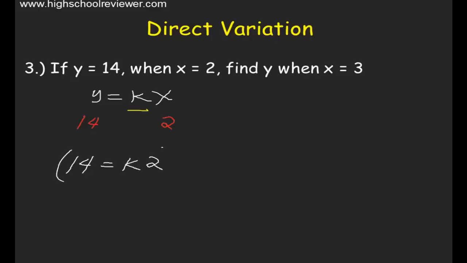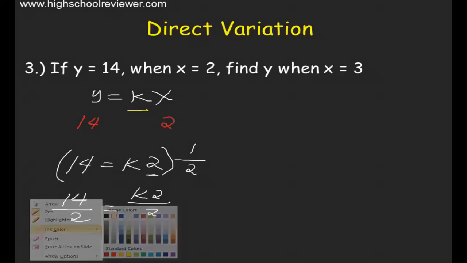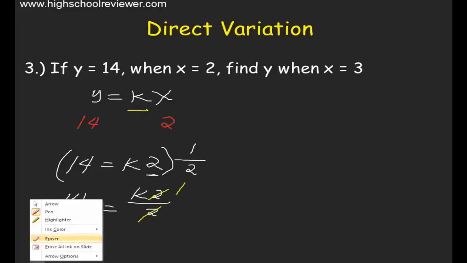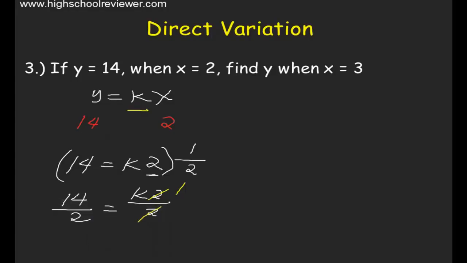So to find for k, divide both sides of the equation by 2. So dividing, we have 14 divided by 2 is equal to k times 2 divided by 2. And we have here 2 divided by 2 is 1, and 14 divided by 2 is 7. And this is equal to k.